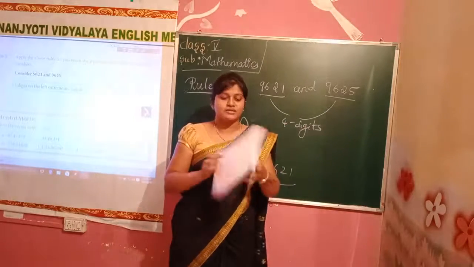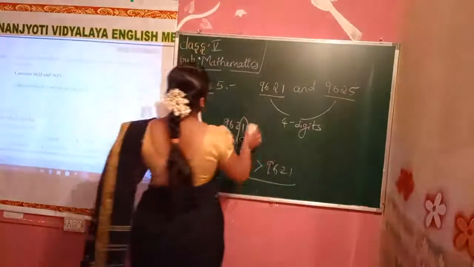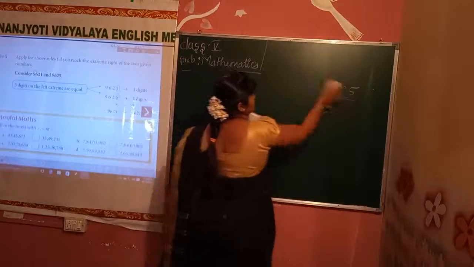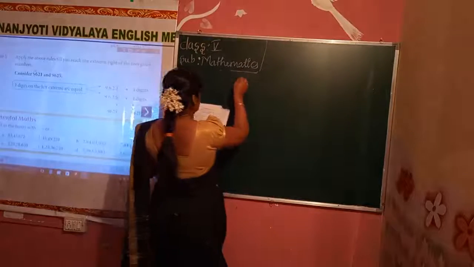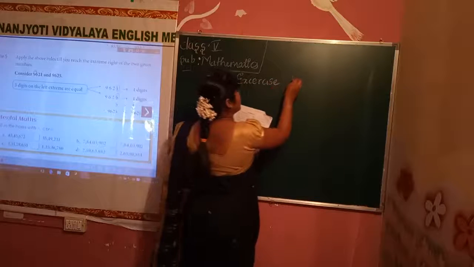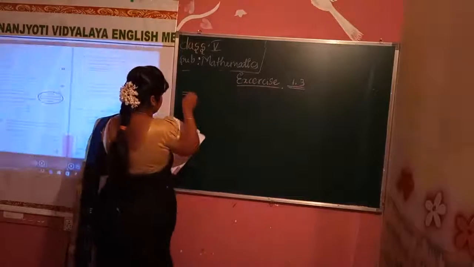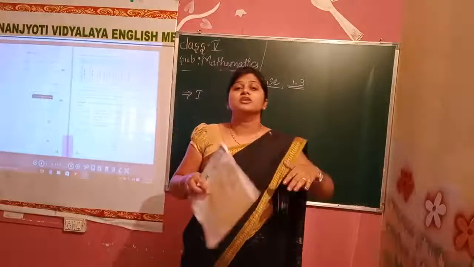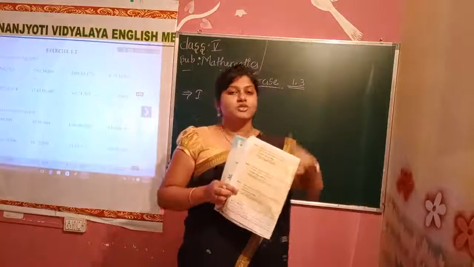Now we'll move on to our exercise. We'll solve the exercise now. Page number 83, children. Open page number 83, all of you. Exercise number 1.3. First main. Write in ascending order. Ascending order means smallest to biggest number. We have to write smallest to biggest number.